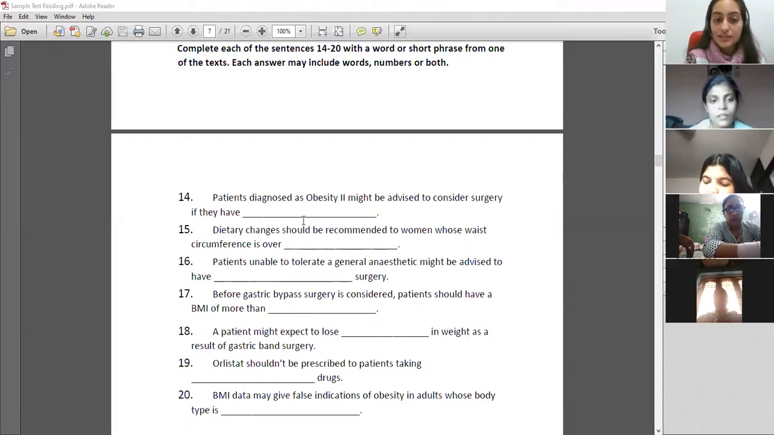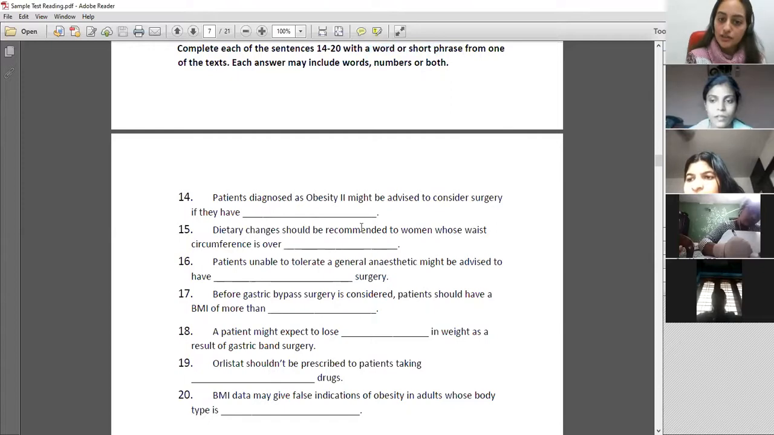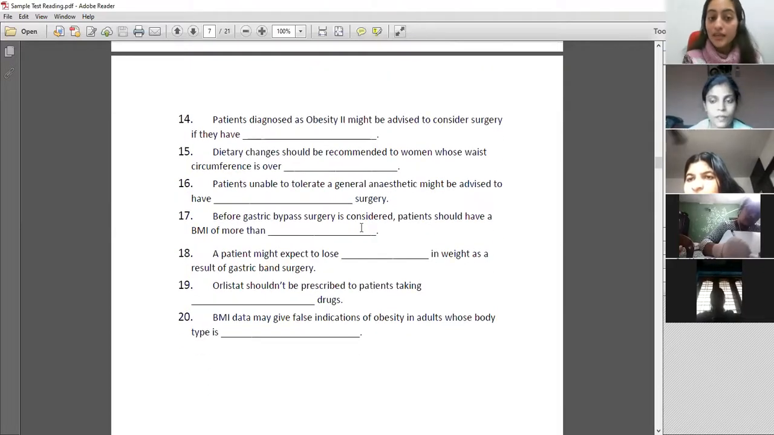So as you can see, there are some notes given here and there are gaps in the middle, right? So you have to fill in the gap so that the sentence makes sense. So here also you will have to write just a word or a short phrase, or even a number. Again, not full long sentences, just some phrases you have to fit.